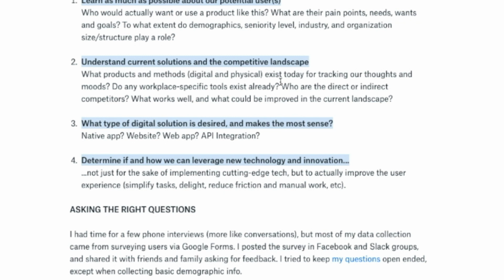Also, what type of digital solution is desired and what makes the most sense? So is it a native app? Is it a website? Is it a web app? Is it an API integration, right? Is it some sort of integration with a current app that exists?